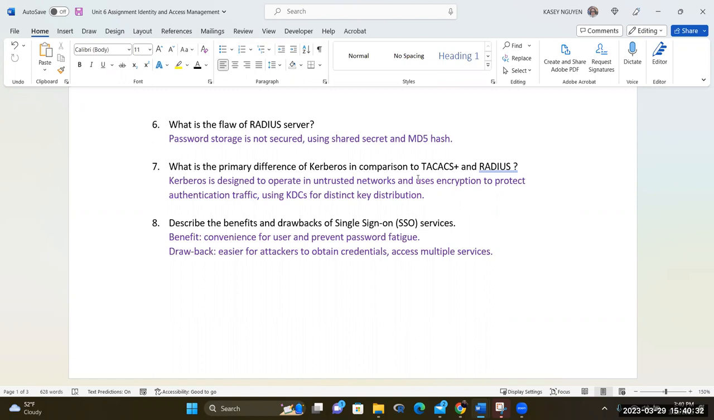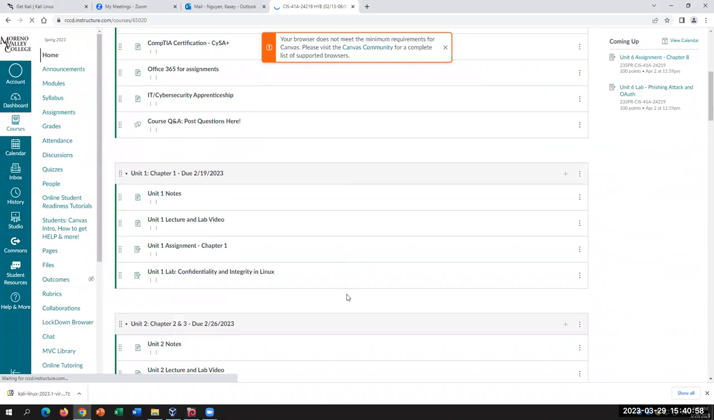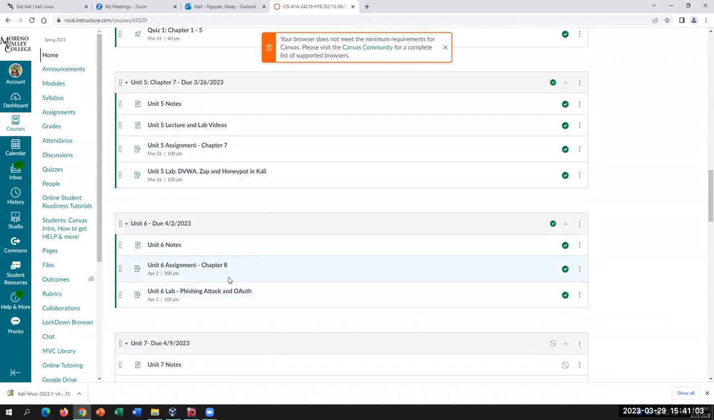I'm going to switch screen share now. And let's go here. And I'll try to keep up, because when I fall 2 weeks behind on grading, it's always so difficult.